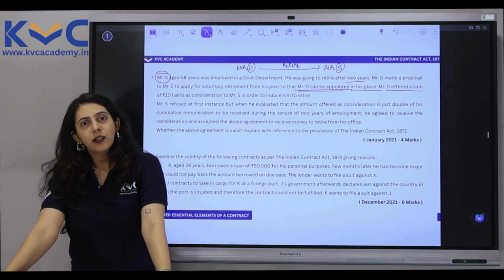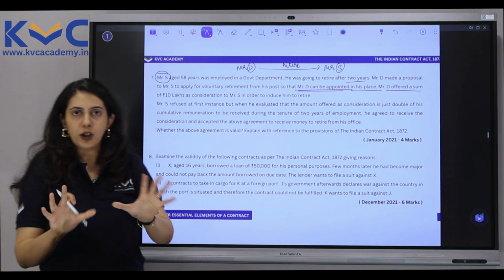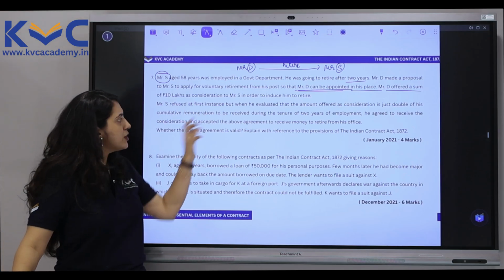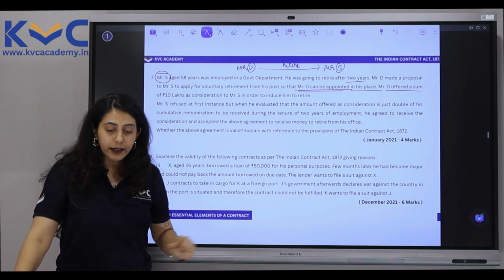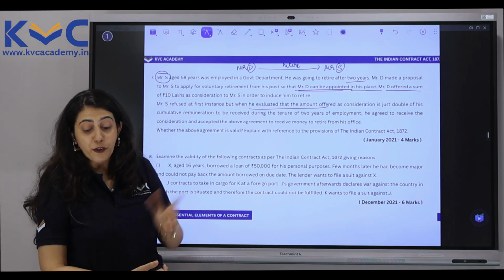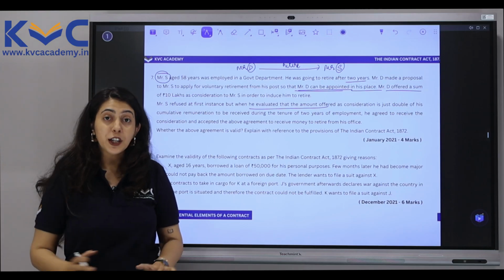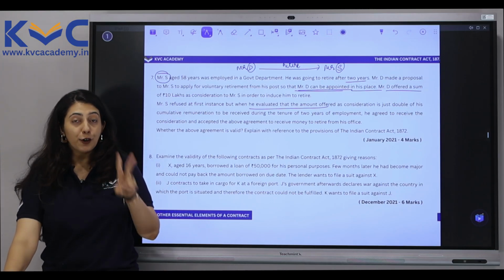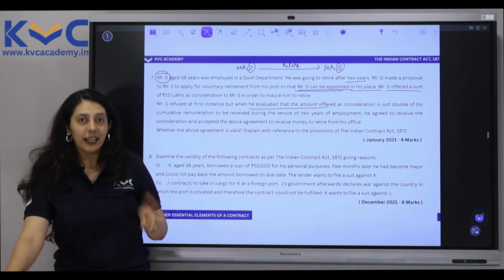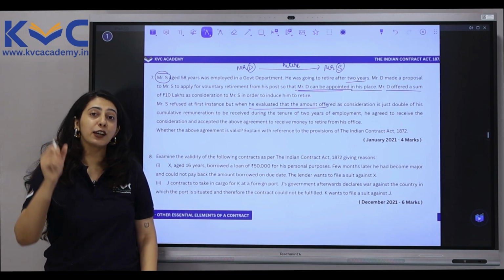Someone's actually paying a person to retire. It sounds like a dream offer, but not very valid in the court of law. We know why. Mr. S refused at the first instance, which I believe is the right thing to do. But when he evaluated that the amount offered as consideration is just double of his cumulative remuneration to be received during the tenure of 2 years of employment. So he did the math. Our Mr. S is also very smart. He calculated and he's like, if I retire now, I will get more money than I actually work.